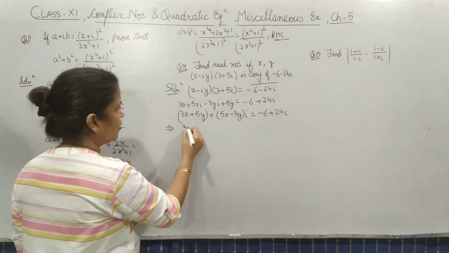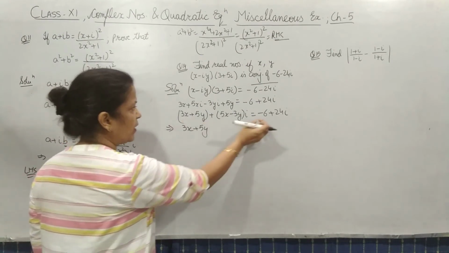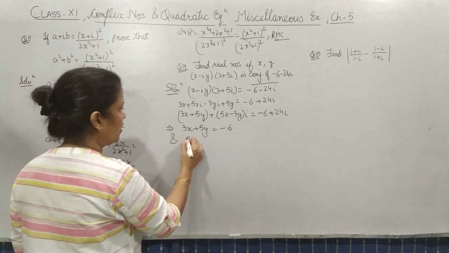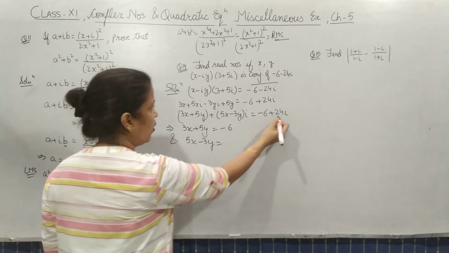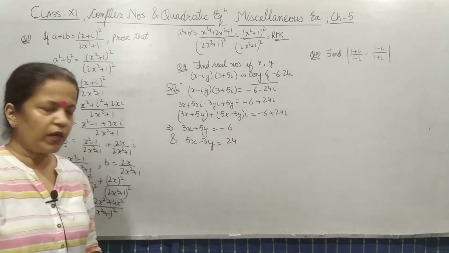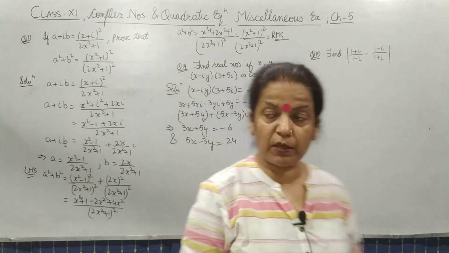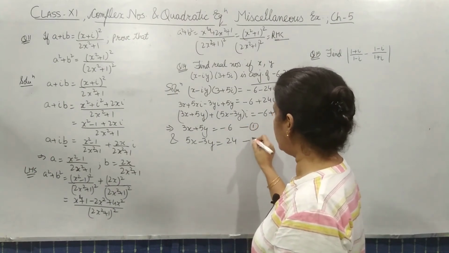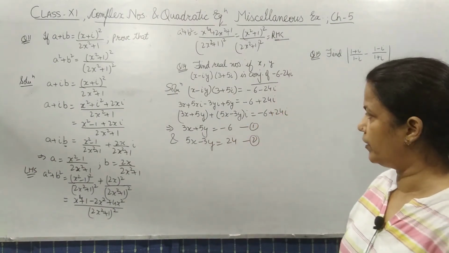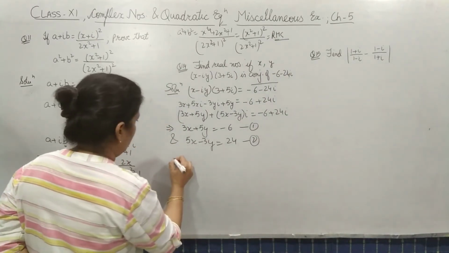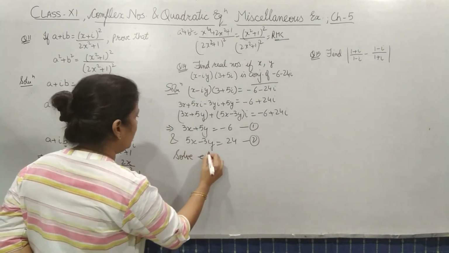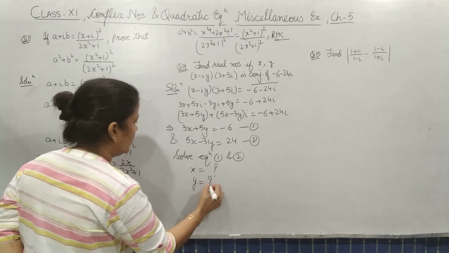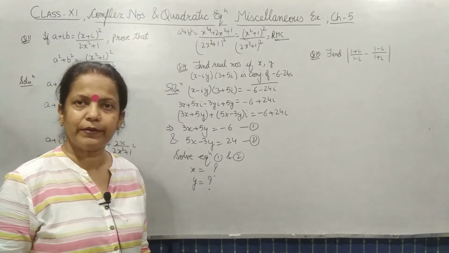So if we compare, 3x plus 5y is the real part, and here the real part is minus 6, and the imaginary part 5x minus 3y equals 24. Okay, now what will you do? What will be the next step? You have to find out the value of x and y. You will solve these two equations. Solve these two equations to get the value of x and y. So you will solve equations 1 and 2 to get the values of x and y. That's a method you will do yourself.